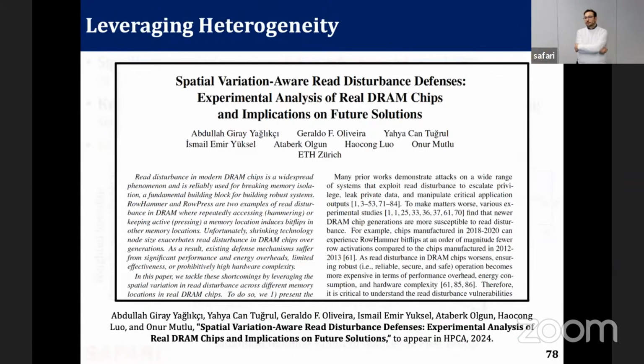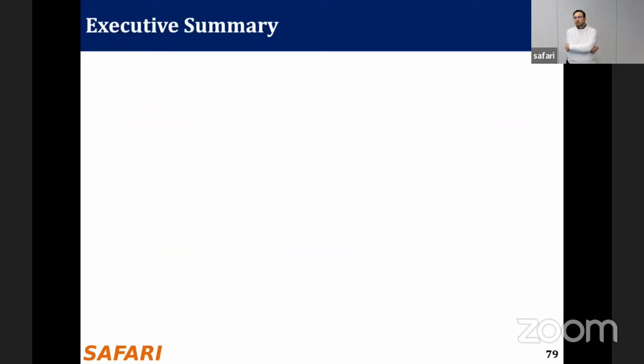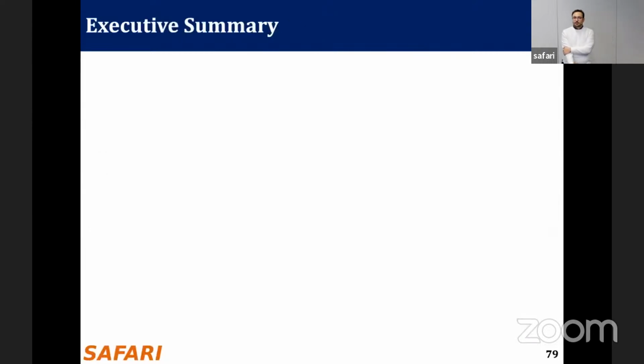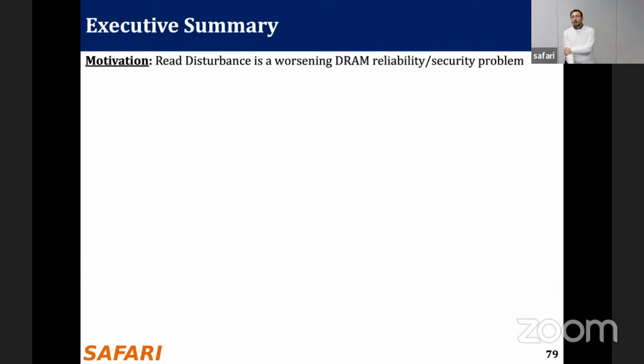This is a paper that will appear in HPCA this year in about a month. The title is Spatial Variation-Aware Read Disturbance Defenses: Experimental Analysis of Real DRAM Chips and Implications on Future Solutions. Again, here we have some real DRAM chip characterization study and then some architecture-level work.